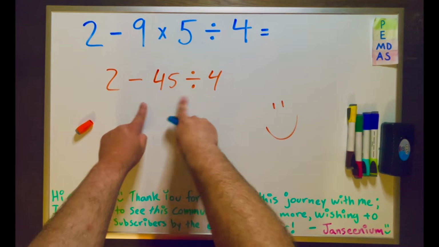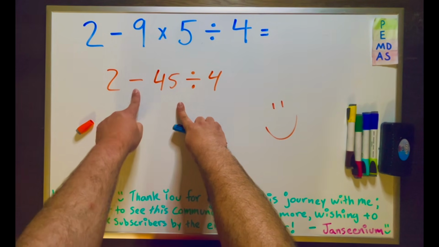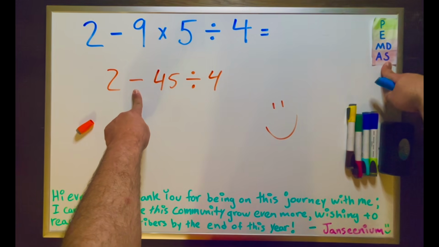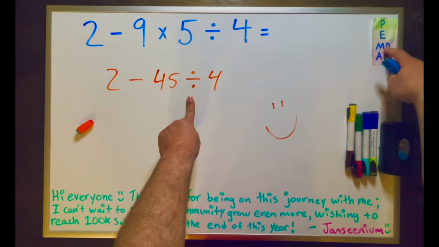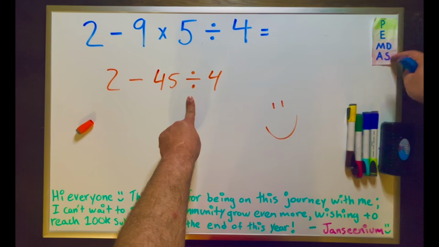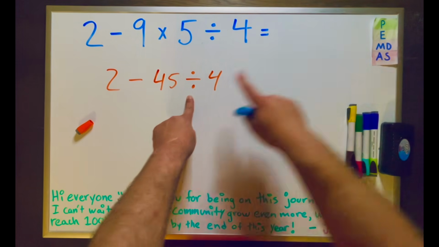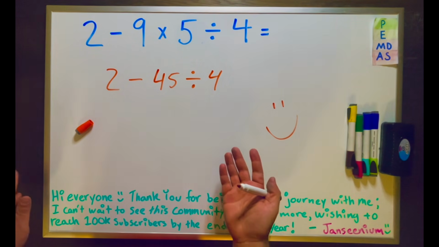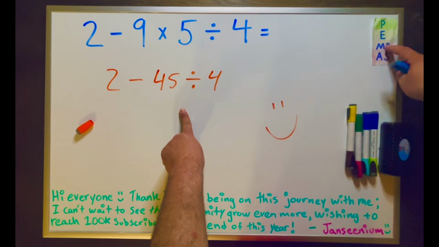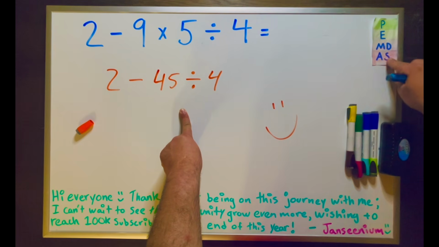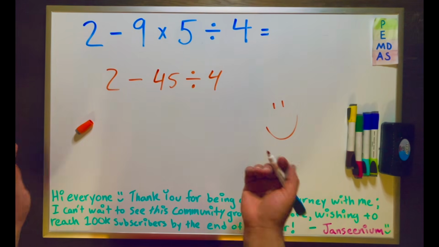So looking at this math problem, 2 minus 45 divided by 4, you don't start with subtraction. Notice that subtraction is at the lowest level, and division is above the AS level. So division is going first. So what is 45 divided by 4? Sorry, the highest level is parentheses, but we're looking at the MD level. It's higher than the AS level. That's what I mean. So division goes first. So 45 divided by 4 is what?